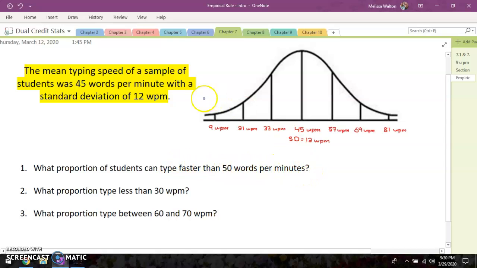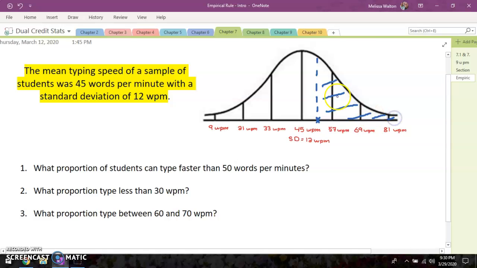All right, and if I look up here at 50 words per minute, that is not one of our perfect standard deviations. 50 words per minute is going to be somewhere in here. So if I want to know what proportion can type faster than that, I'm looking for the area under the curve to the right of this benchmark.